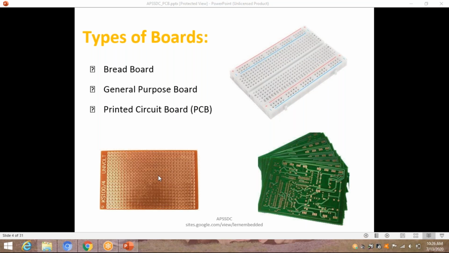Very good. General purpose boards are nothing but also PCBs, but they are called dot matrix PCBs. You will have the copper material only around the dot. Is it clear, guys? It is also called a PCB, but it is a dot matrix PCB. The last one, printed circuit board. You will know what it is, how it is made, and how it works. Going to the next slide.